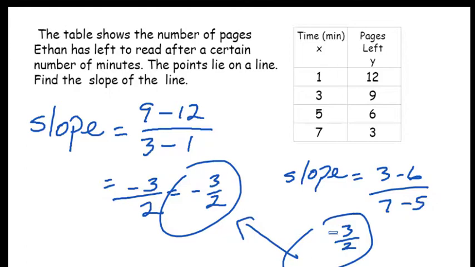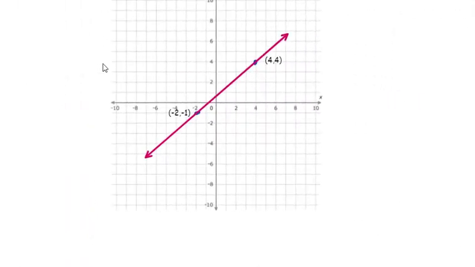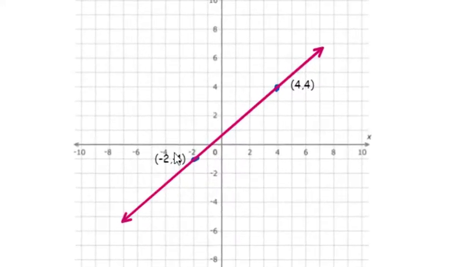All right? Okay, let's go ahead and try another one. All right, so let's take a look at this one right here. So we have a graph here, and they've given us 2 points. They've given us negative 2, negative 1, and they've given us 4, 4. Okay, so remember, this is my first point, the negative 2, negative 1. My second point is the 4 comma 4.